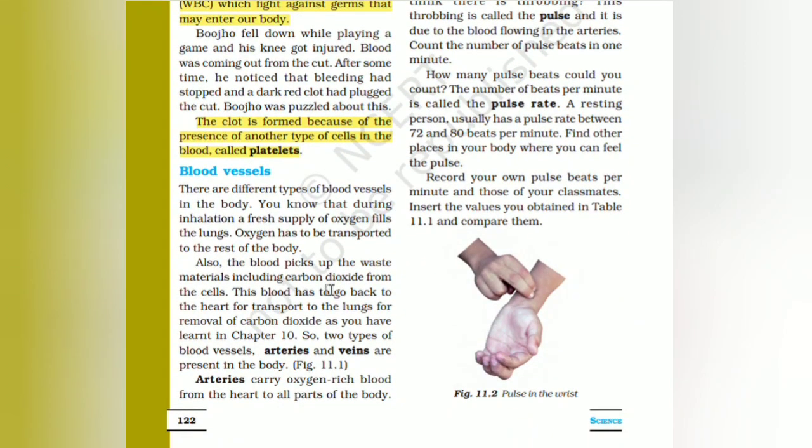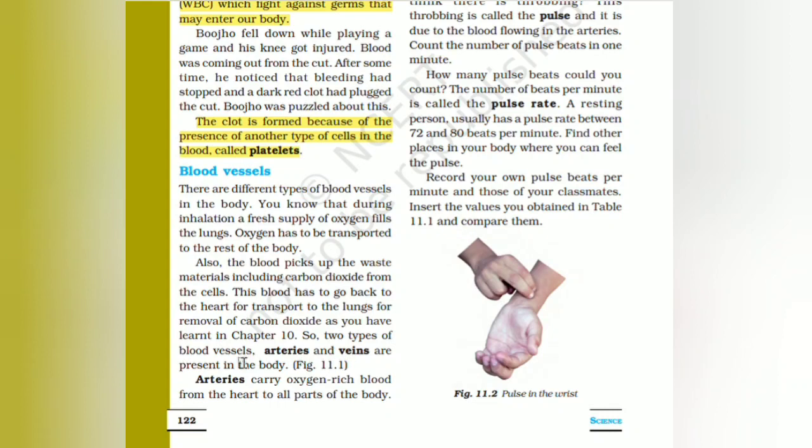Blood vessels. There are different types of blood vessels in the body. You may know that during inhalation a fresh supply of oxygen fills the lungs. Oxygen has to be transported to the rest of the body. Also, the blood picks up waste material including carbon dioxide from the cells. The blood also has to go back to the heart and then to the lungs for removal of carbon dioxide. So there are two types of blood vessels in the body, the arteries and the veins. Arteries carry oxygen-rich blood from the heart to all parts of the body.